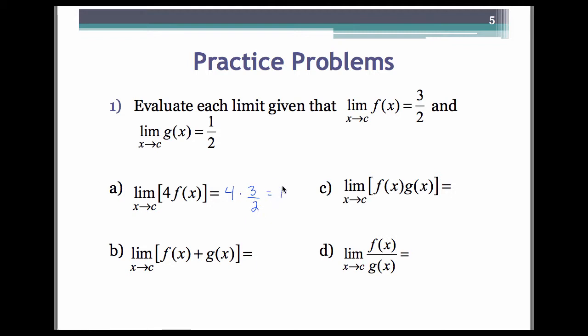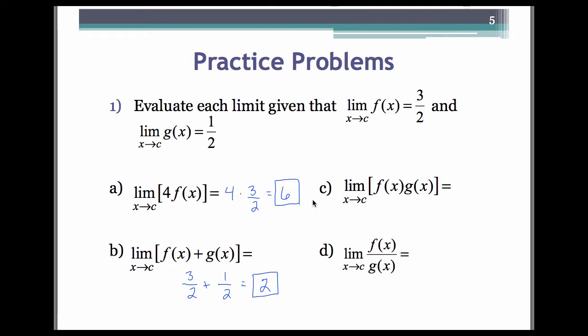And that equals 6. Let's look at letter B underneath. So now we want the limit of the sum of f of x and g of x. So we would be doing the limit of f of x, that's 3/2, plus the limit of g of x is 1/2. Of course, that gives us 4/2, which simply is 2.